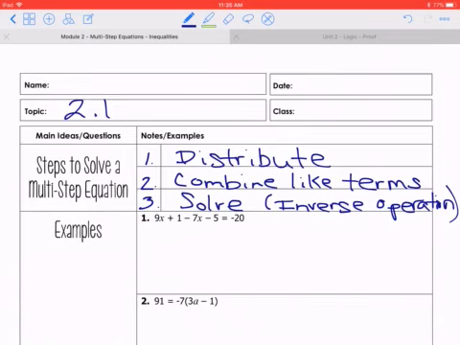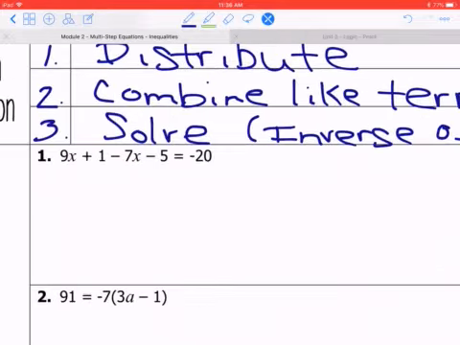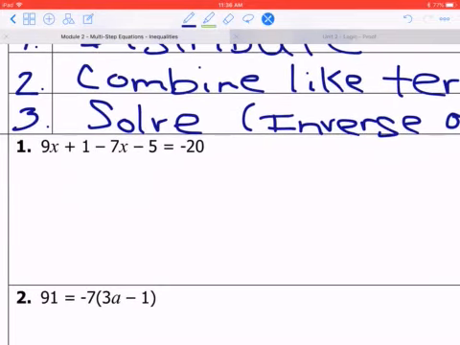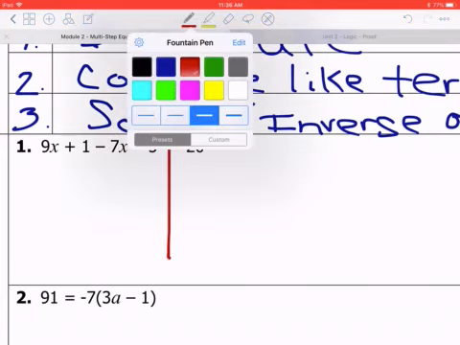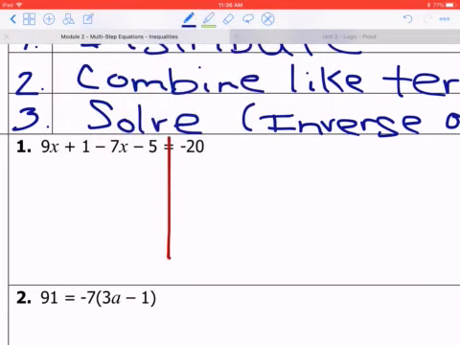So if we look at example 1, I'm going to enlarge this a little bit so you guys can see what I'm doing. So first thing I'm going to do is draw a line right down the center from the equal sign because that divides my equation into 2 parts. Now I'm going to look for any distributive property, so I'm looking for parentheses. This has none, so no parentheses.